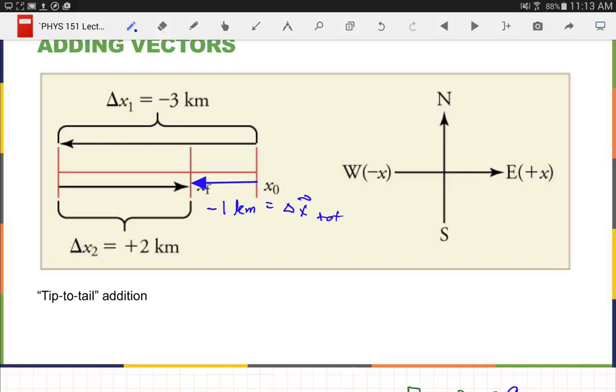Now, we'll later learn how to do this in 2 dimensions, not just 1. And it does get more interesting in 2 dimensions than in 1. But that's how we add vectors. Now, you might say, okay, great, that's how we add. How do we subtract? How did you learn to subtract when you were in first grade?